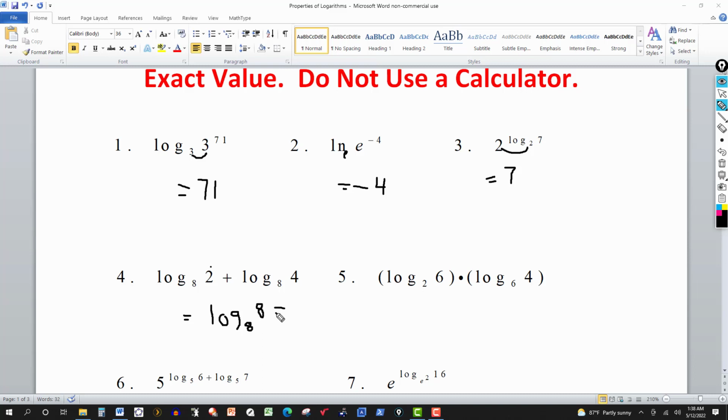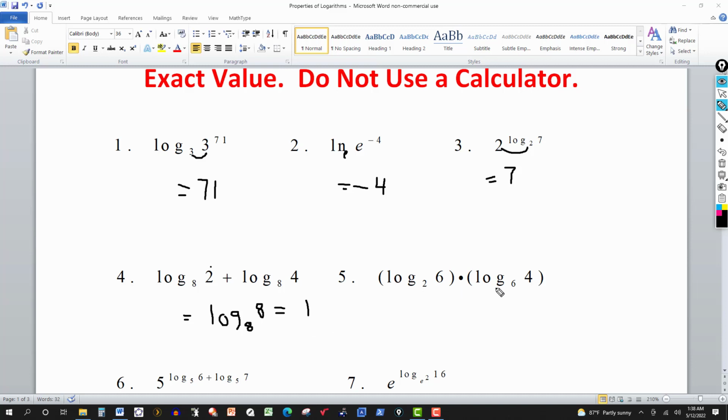And now I want to simplify this. The log of 8 to base 8 equals what number? Well, 8 to what power gives me 8? Well, it's 1. So that's equal to 1.